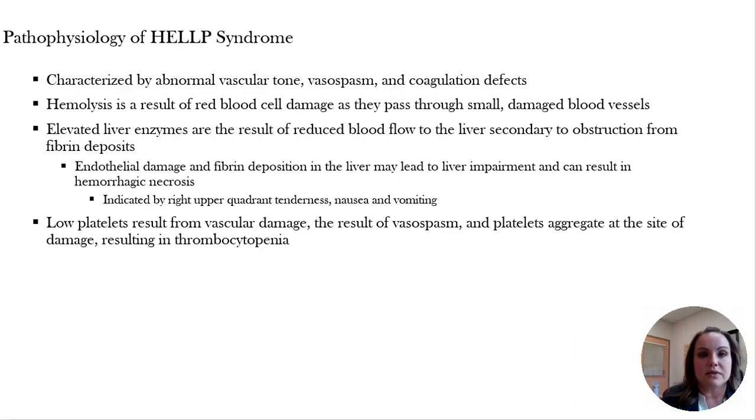So as far as the pathophysiology, we kind of talked about it at the beginning, but you get abnormal vascular tone, vasospasms, and clotting issues. Hemolysis, because of the red blood cell damage as they pass through those damaged blood vessels. Elevated liver enzymes are the result of decreased blood flow to the liver, and then low platelets because of the vascular damage and the vasospasm. So you get thrombocytopenia.